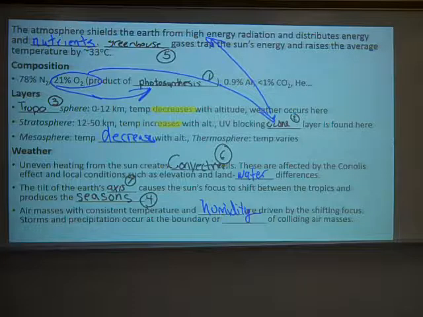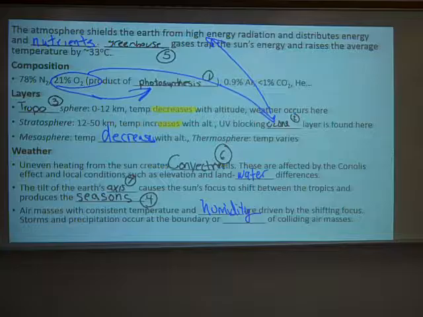So if it's over a tropical ocean, it's hot and humid. If it's over a polar continent, cold and dry. Polar ocean, cold and humid. Granted, a warm, humid air mass will have more water vapor in it than a cold, humid one, but they still have higher levels of water vapor. These air masses are basically pushed around by the focus of the sun, so they move along.